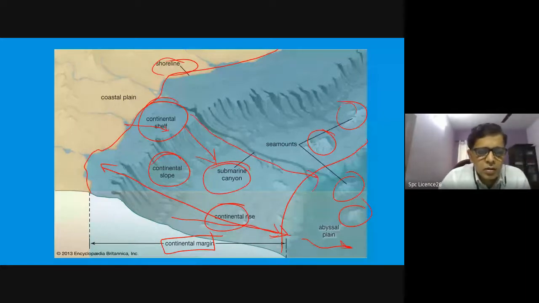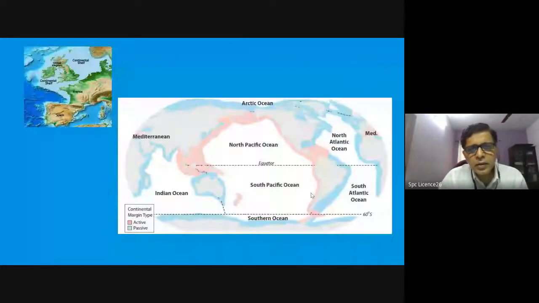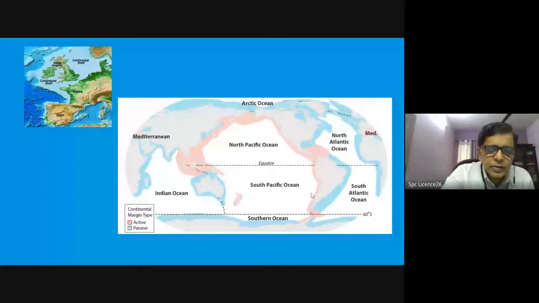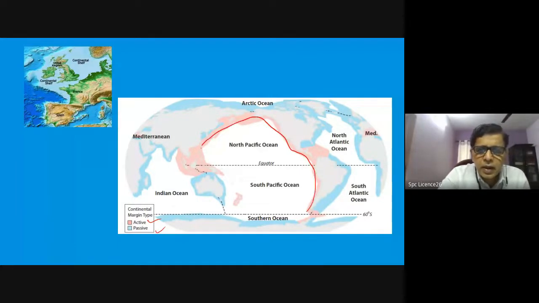Okay, so that is another one. And yes, we were speaking about various types of margins. You have active margins and you have passive margins. You'll see that the whole Pacific Ocean is surrounded by what can be identified as active margins. Around New Zealand also you have an active margin. This whole part, which is full of islands here, is active, known for a lot of volcanic activity.